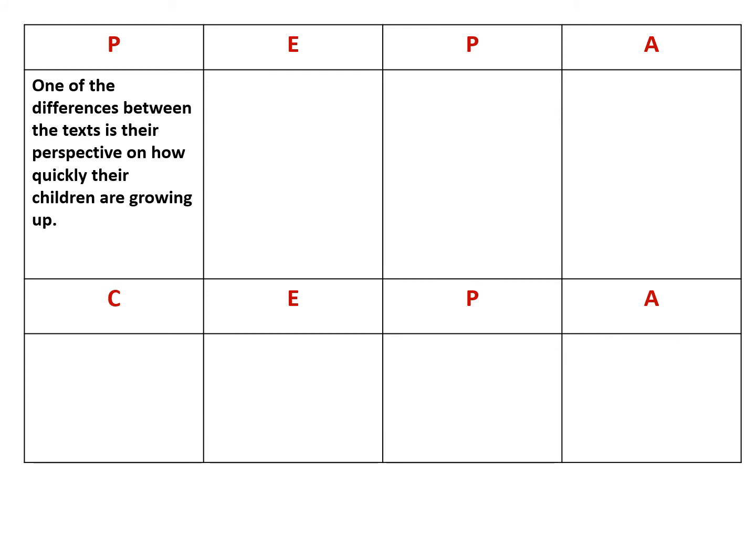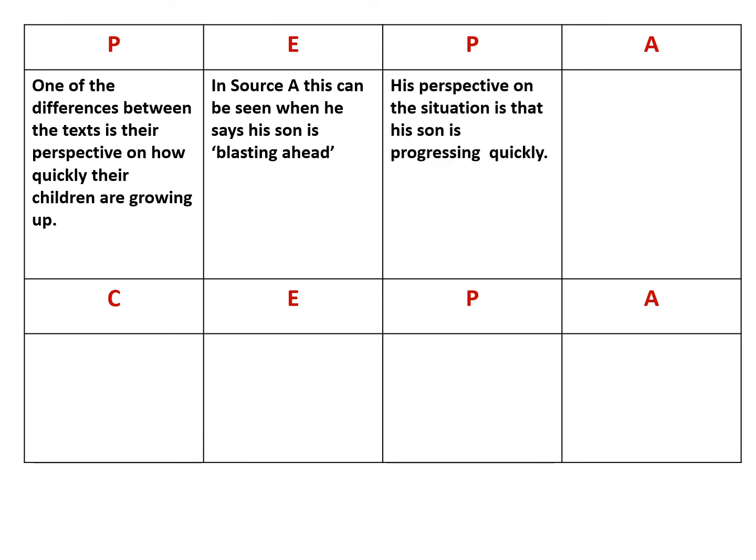So I've got my point. I now need to move on to my evidence in source A. In source A, this can be seen when he says his son is blasting ahead. So I've given a quotation to show what his perspective is. But now I need to highlight to the examiner what his perspective actually is, which is the second P.